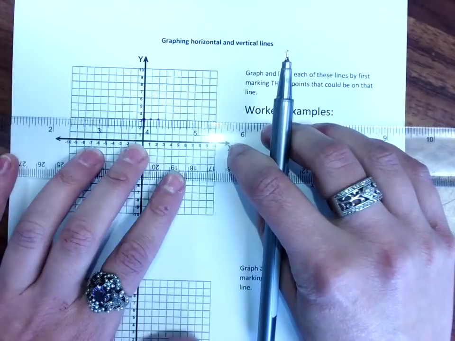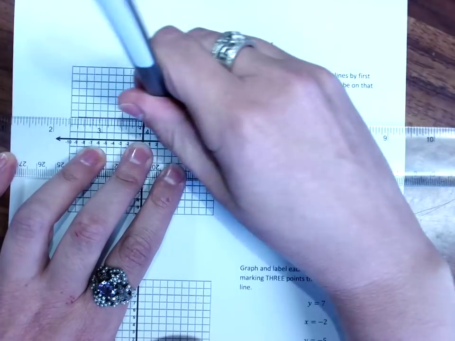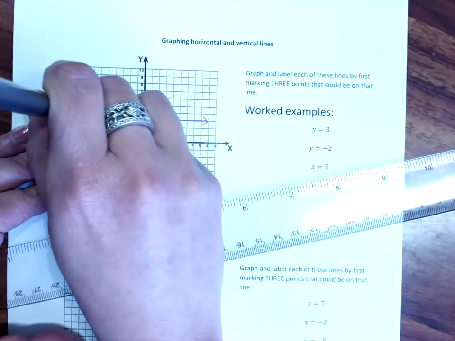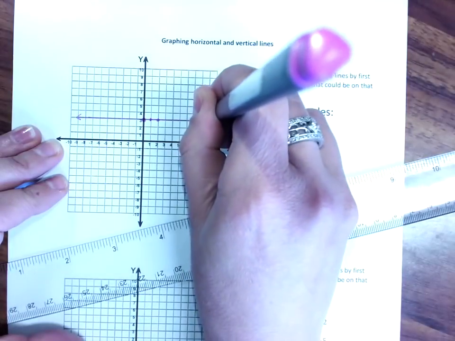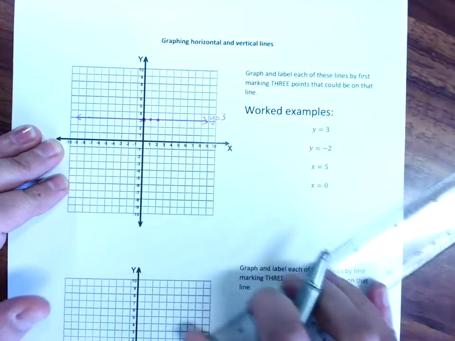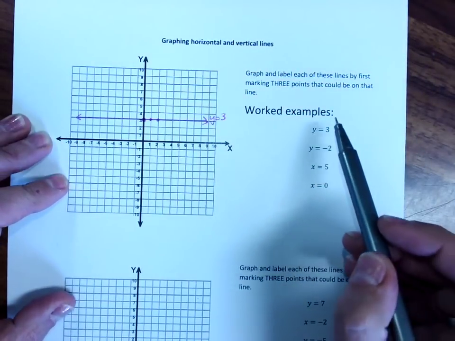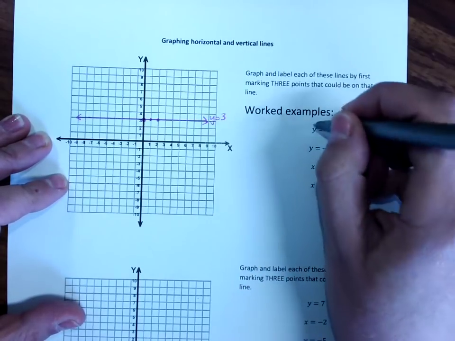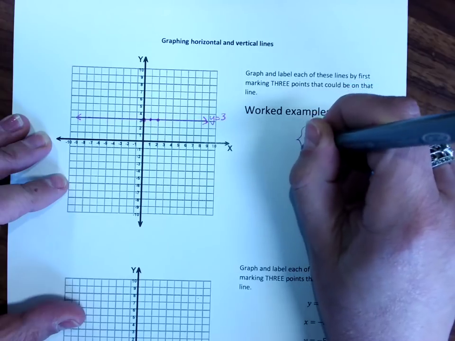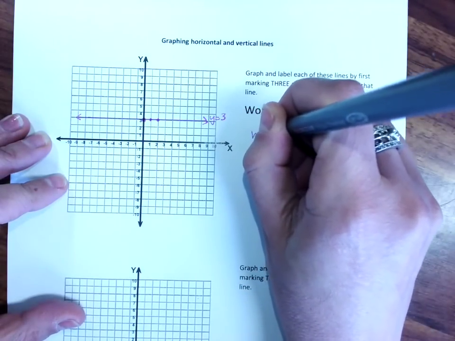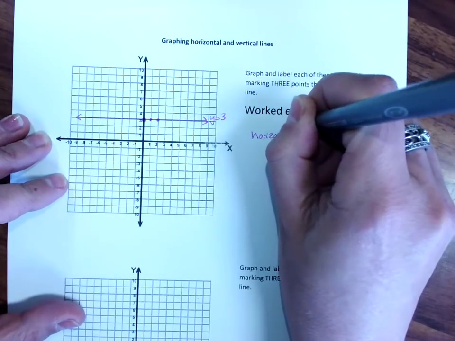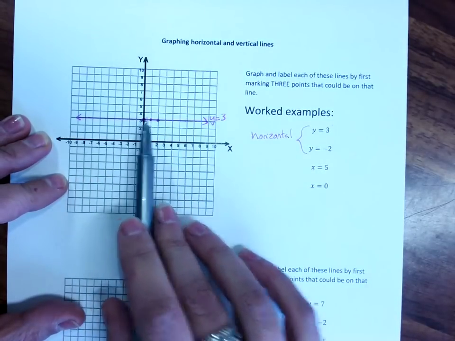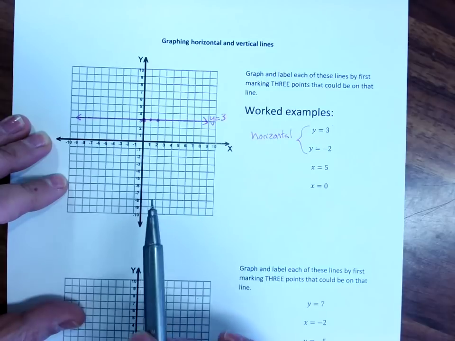And to graph the line, put a line through it, arrows at either end, and label it Y equals 3. So you'll notice that when an equation has only a Y, I get a horizontal line because it goes through the Y-axis at the number they gave me.